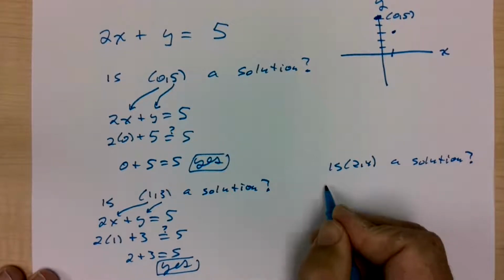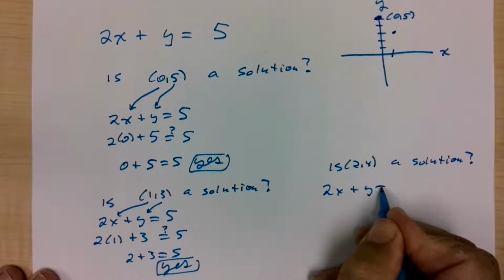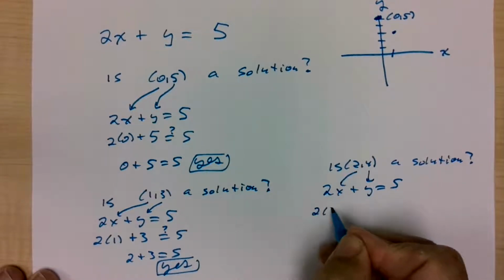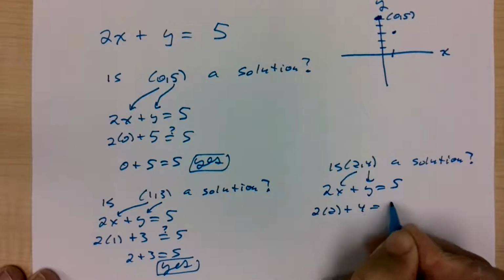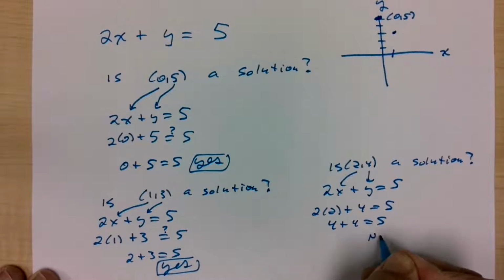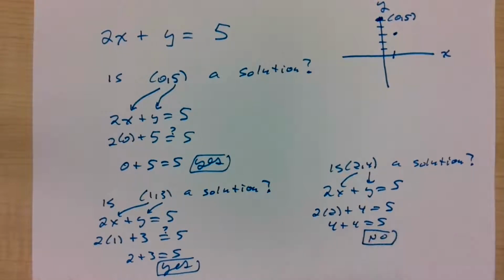So we go with our equation, 2x plus y equals 5. Plug 2 in for x, 4 in for y. Does 2 times 2 plus 4 equal 5? Does 4 plus 4 equal 5? And that's no. What we're interested in is what are all of the solutions to 2x plus y equals 5?